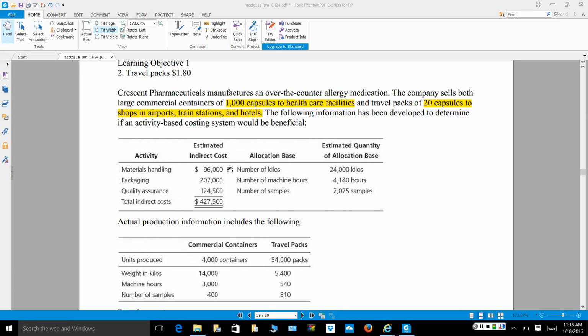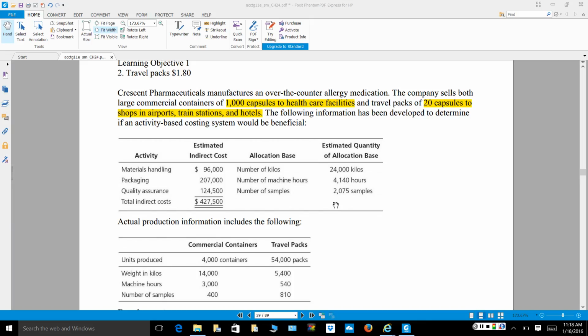bases for these products. So the number of kilos being moved impacts materials handling, the number of machine hours is driving packaging, and the number of samples generated is driving quality assurance. So remember, we're simply saying that the more samples we produce, the more overhead we're generating in quality assurance. The more machine hours we run, the more overhead we generate in packaging. Okay, so we've estimated our cost pools, we've estimated our cost drivers.